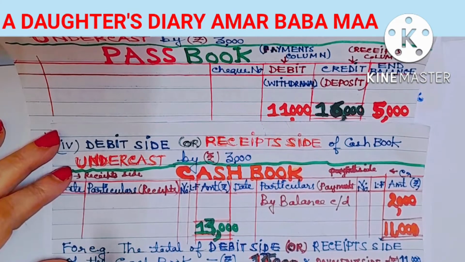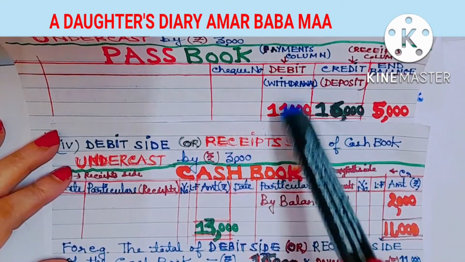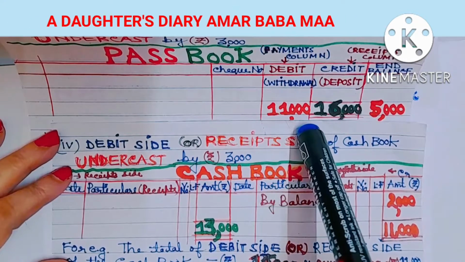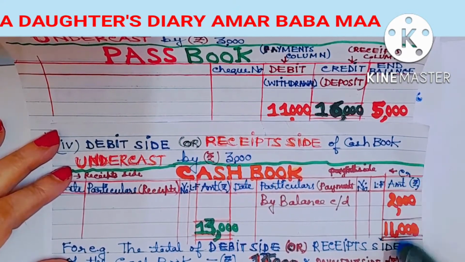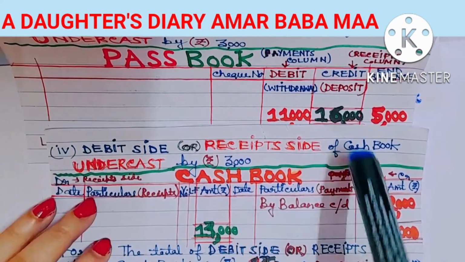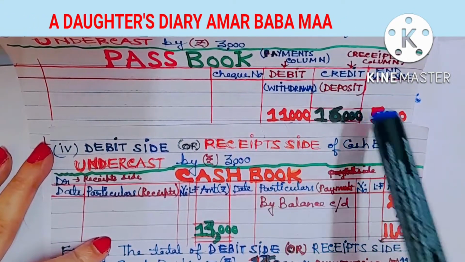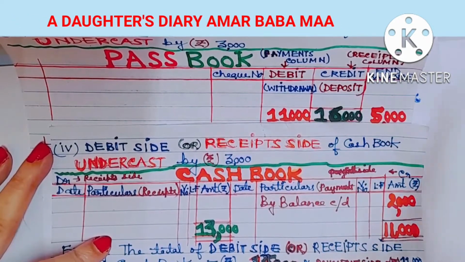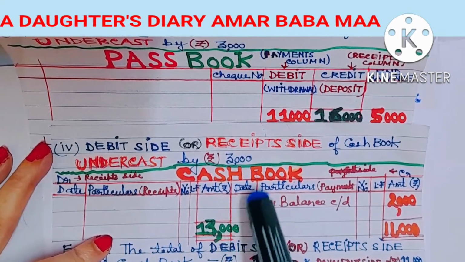Understood? But the total of debit column or withdrawal column or payment column of passbook is 11,000, which is correct. And the total of credit column or payment column of cash book is 11,000, which is also correct. So only the receipt column is wrong. There is no adjustment on the payment side. In the passbook everything is correct, the debit column is correct, the credit column is correct. Only the debit column or receipt column of the cash book is wrong. So we have to add this transaction.